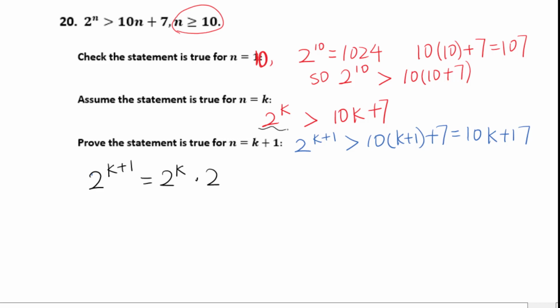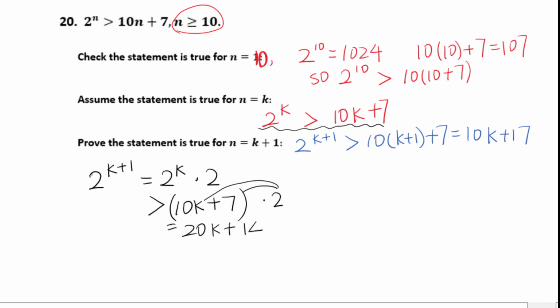We will use this assumption. Greater than 10k plus 7, then times 2. So we do the distributive property. That equals 20k plus 14. We want to create this 10k plus 17.